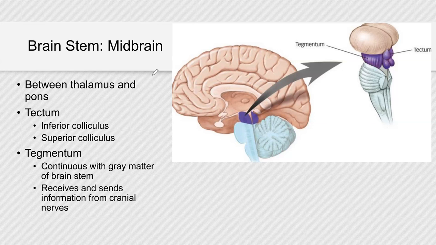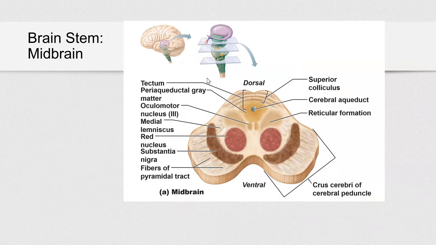Let me get to the next slide. Over here, we can see the midbrain in a cross section. You can see this area that is tectum, and this area over here that is tegmentum, the anterior part over here and over here. In a cross section, you can see the cerebral aqueduct. That's a channel, and inside you will have cerebrospinal fluid.